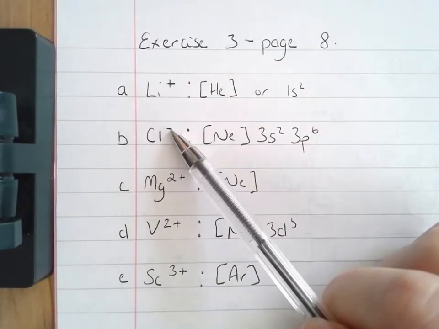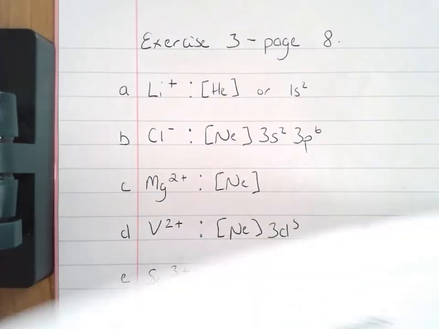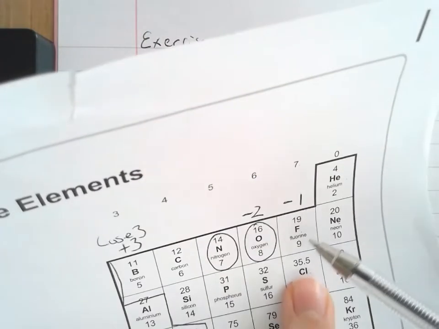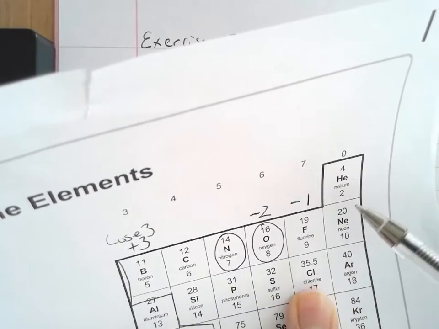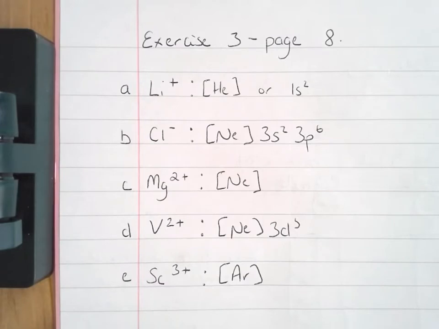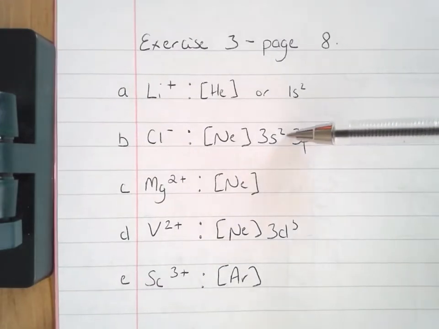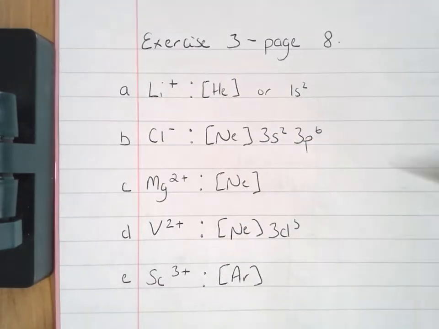The next one, chlorine. Chlorine has gained one electron. If I go to the periodic table, the noble gas in the period above chlorine is neon, so I write down neon.